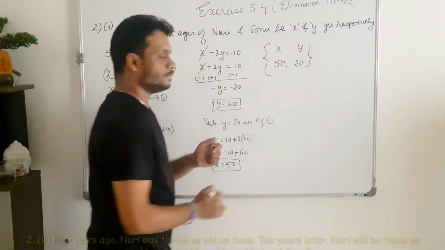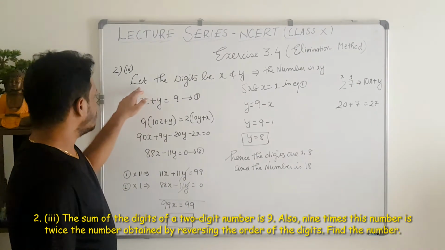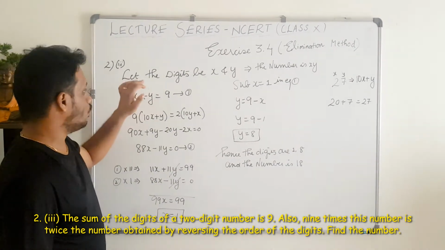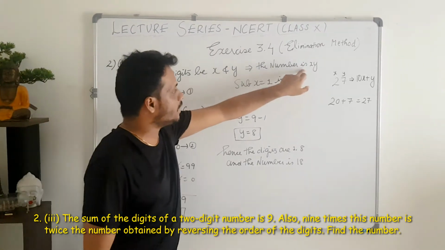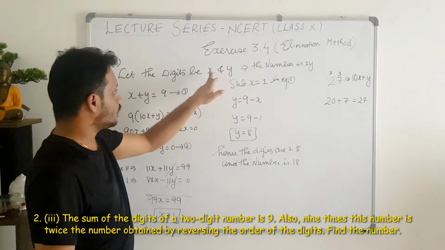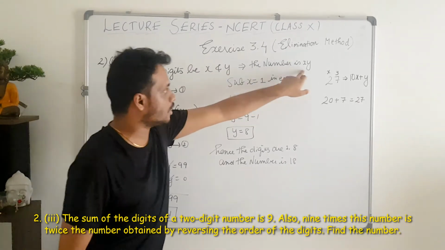This is the third word problem, and this is based on digits. So we are assuming one digit to be x, the other digit to be y. Therefore, the number will be x and y. So it's a two-digit number with one digit x and the other digit y.